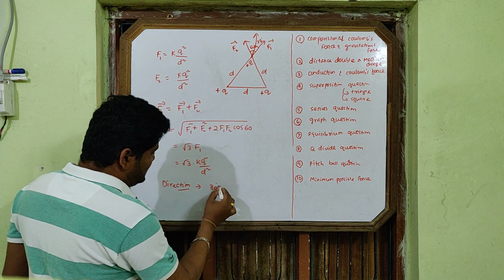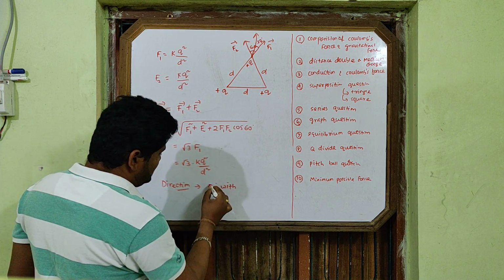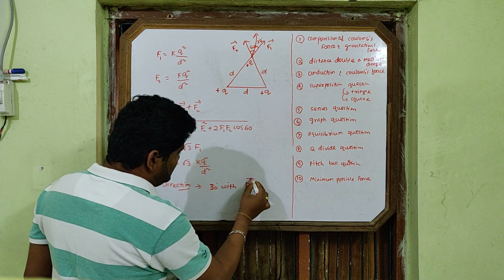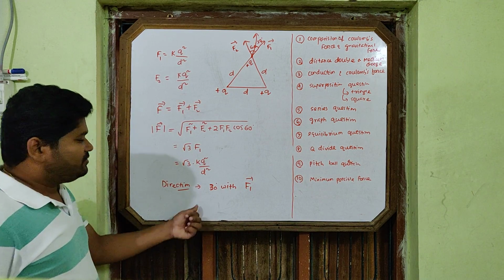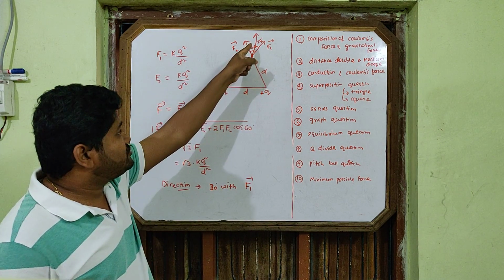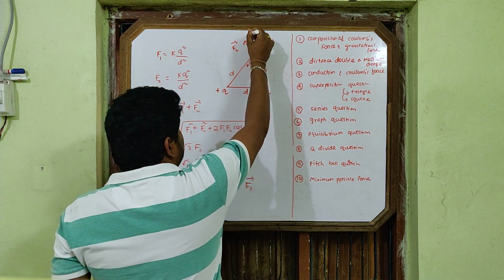Direction is 30 degrees with F1 or F2, you can write either. You have to also show the figure. You can show it in the figure. This is the force.